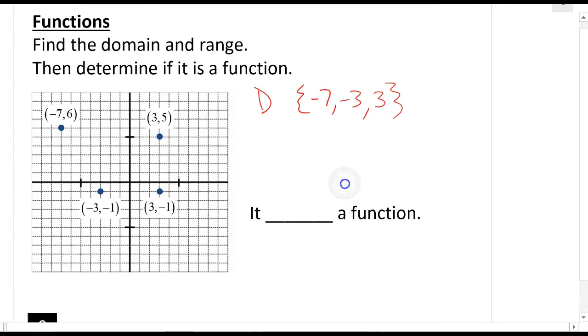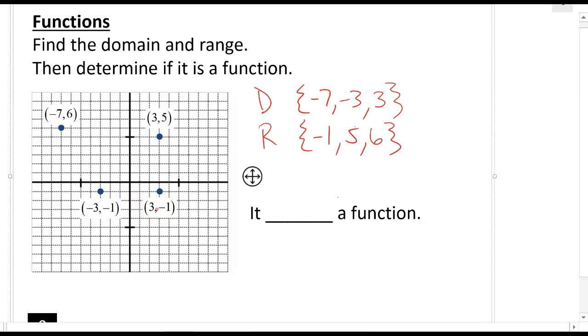Oops, sorry. Okay, now the range. For range, all the y values. So the first one is 6. Then I'll put -1. And actually, let's just do this in order. So what I'll do is let's start with the lowest values, -1. And then we'll go up to 5. And then we'll go over to the 6. Okay. All right. And the reason I only had 3 of these, even though there's 4 points, is because 2 of those points have the same y value.